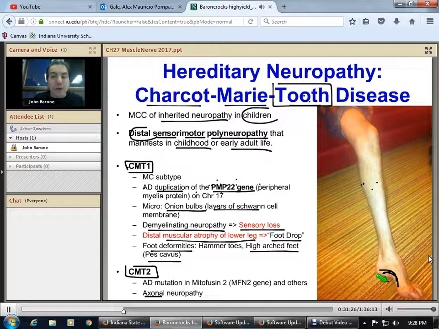And then look at the arch, man. That's like the London Bridge. That's a big arch. So they're gonna have trouble walking here because of this weakness. Okay? So 22-year-old pimp, he's walking funny. He's got this atrophy, toothpick legs, and pes cavus.